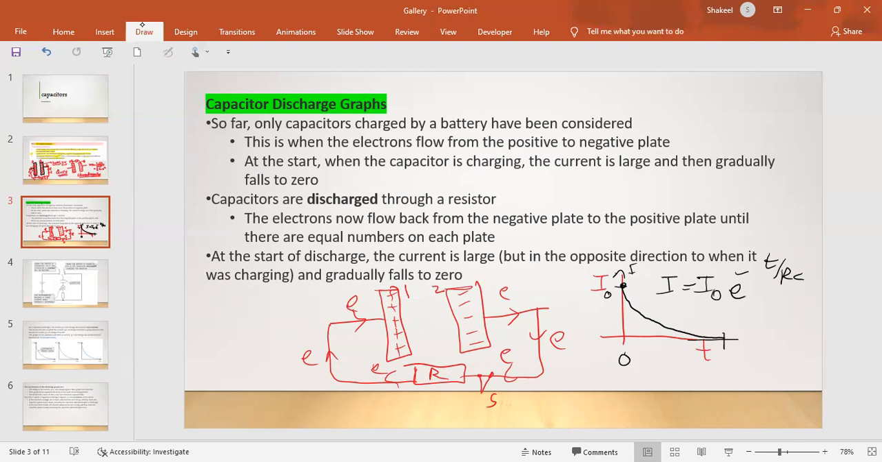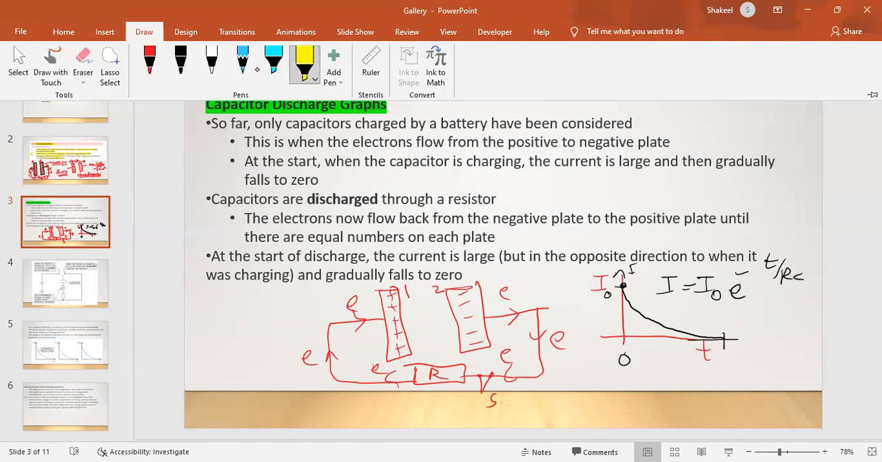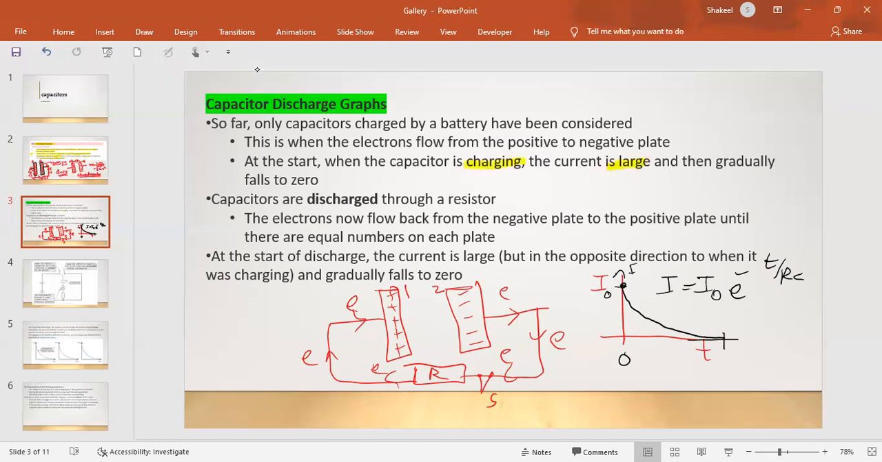Okay, so if we just read through it, what's written is that so far only capacitors charged by a battery have been considered. This is when electrons flow from the positive to the negative plate. At the start, when the capacitor is charging, the current is large, and then it gradually falls to 0. So for charging also, the graph is the same for charging and discharging of a capacitor. When it charges it is like this, and when it discharges it is also like this: initially the current is always high, later the current gradually decreases, and when the capacitor is fully charged, no more vacancy for the charge, the current becomes 0, even if it is charging, even if it is discharging. So same graph.